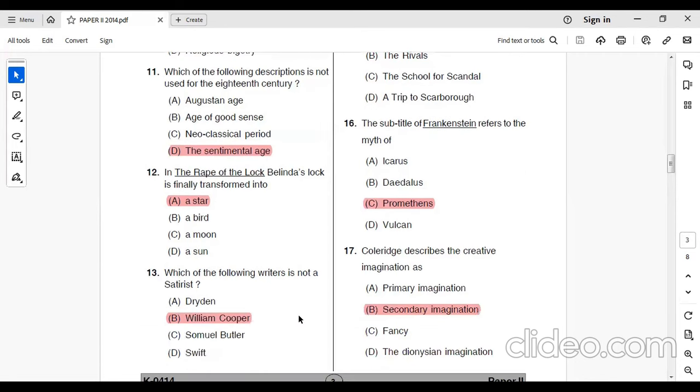Question number 13, which of the following writers is not a satirist? William Cowper is not a satirist. So who are the others? Dryden, Samuel Butler, then Swift, Jonathan Swift. So John Dryden, Samuel Butler, Jonathan Swift, they are the satirists. William Cowper is not a satirist.